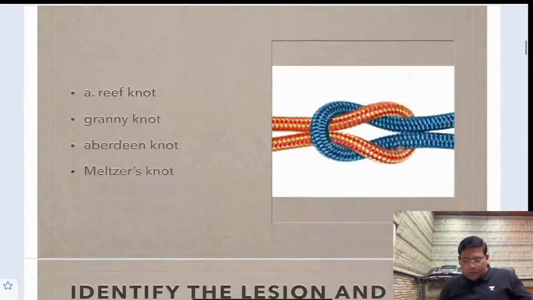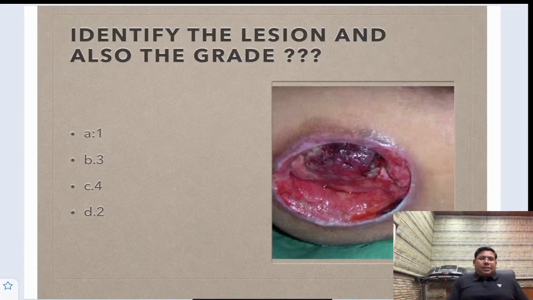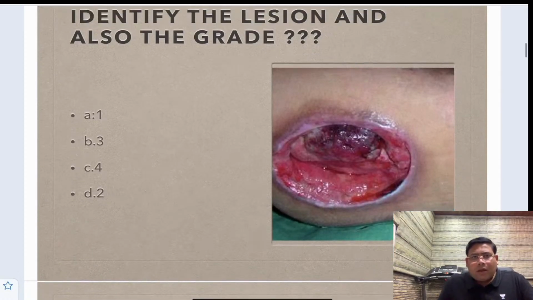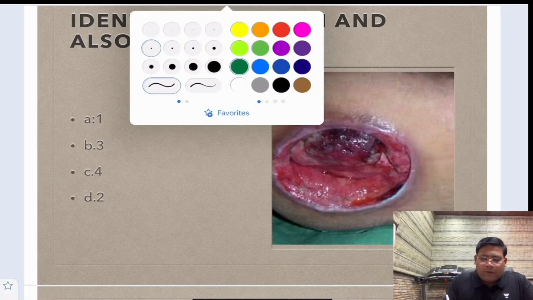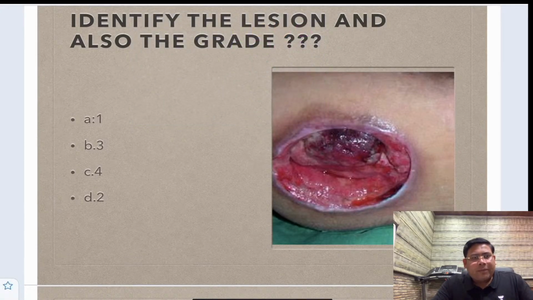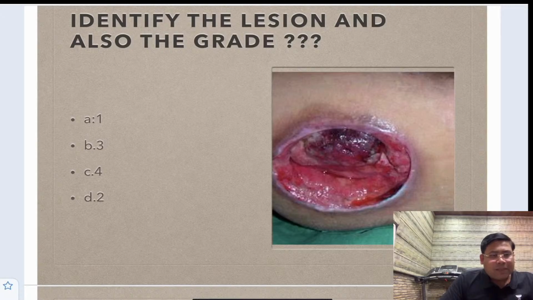Okay. The next question that you have is this. Identify the lesion and also the grade. I'll give you a brief history. A long standing patient, or you can say a chronically bedridden patient. A bedridden patient presenting to you with this kind of thing. So what are you seeing in front of you? What is the grade of the lesion? The very same question was asked in INI-CET, in NEET PG, even in FMGE entrance exams. So this is a question which has been asked a lot of times.